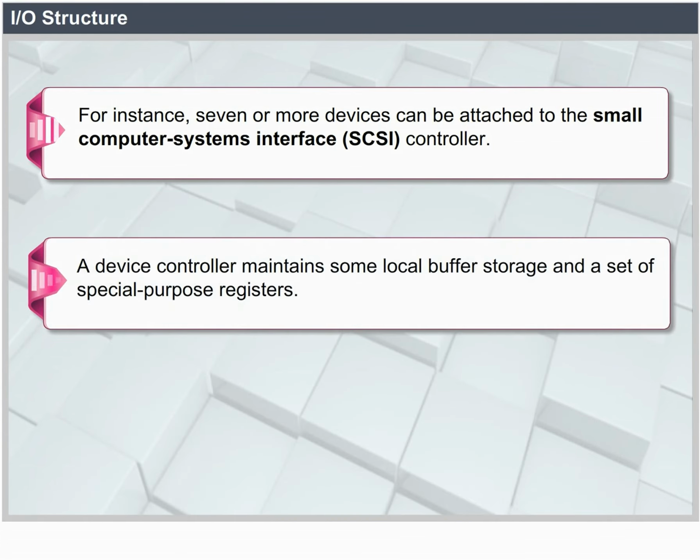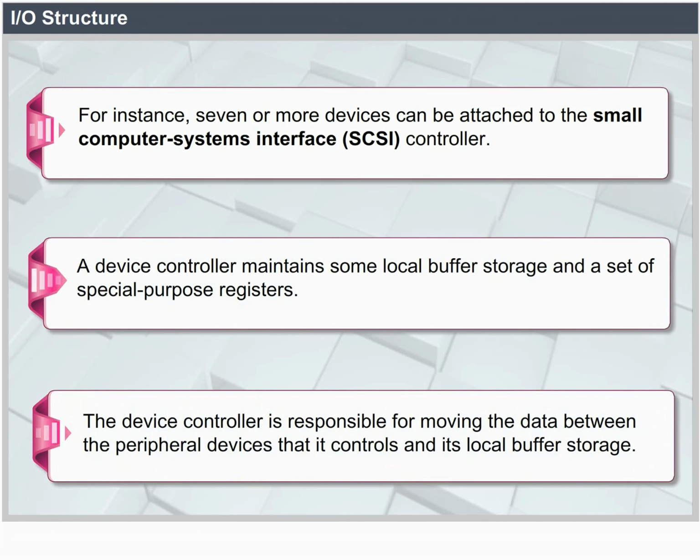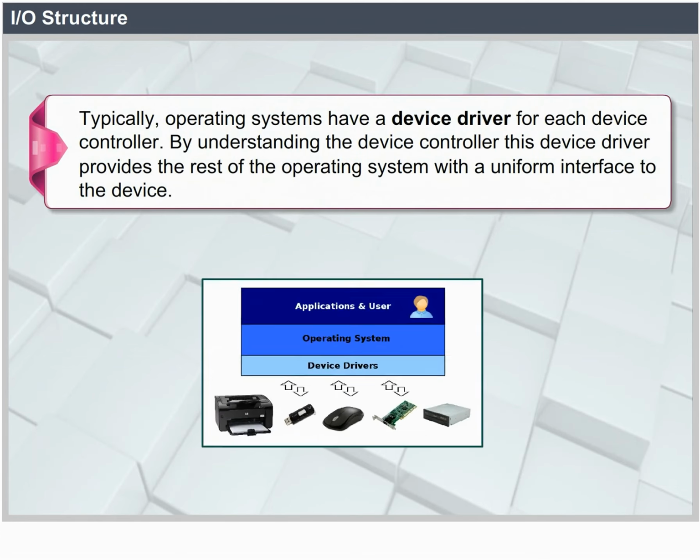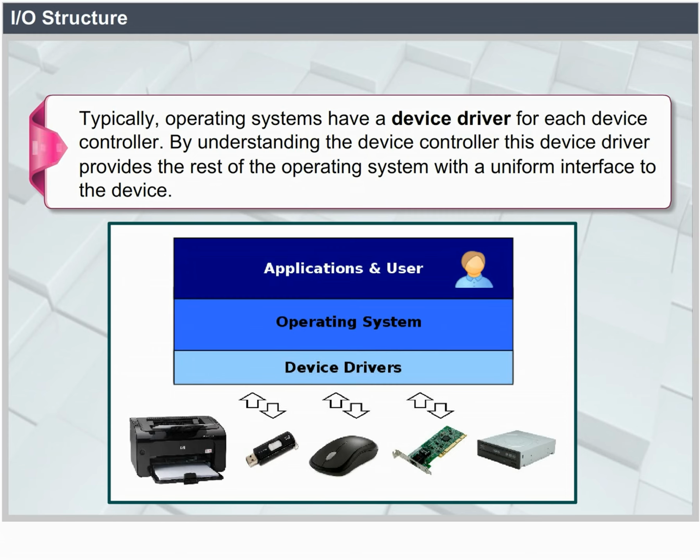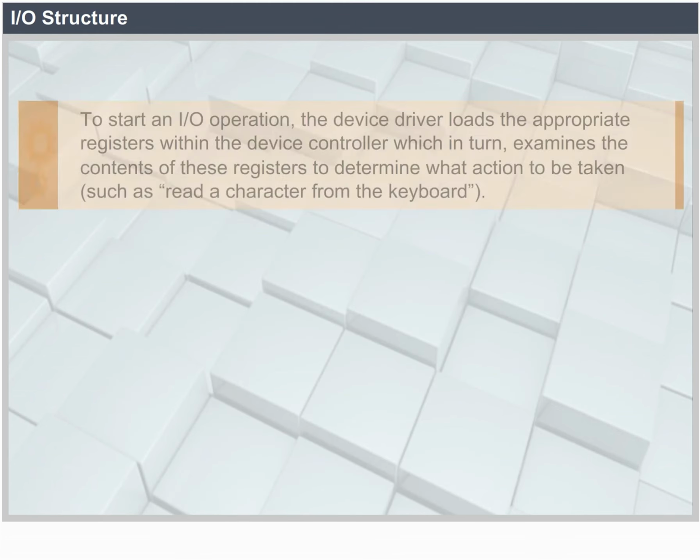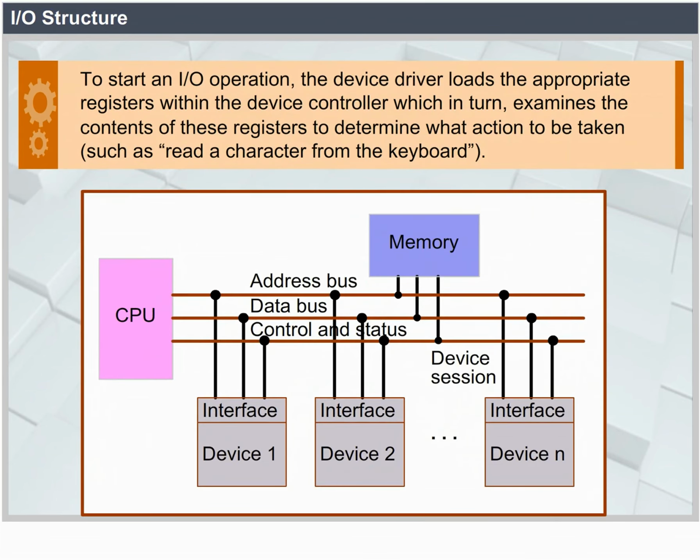A device controller maintains some local buffer storage and a set of special-purpose registers. The device controller is responsible for moving the data between the peripheral devices that it controls and its local buffer storage. Typically, operating systems have a device driver for each device controller. This device driver understands the device controller and provides the rest of the operating system with a uniform interface to the device. To start an I/O operation, the device driver loads the appropriate registers within the device controller.